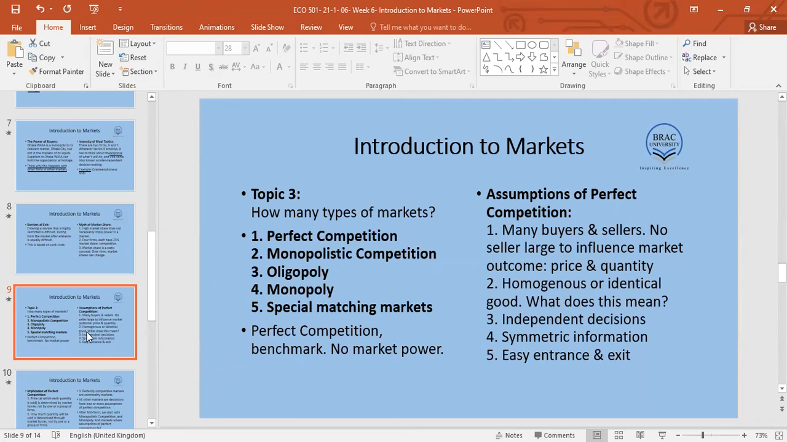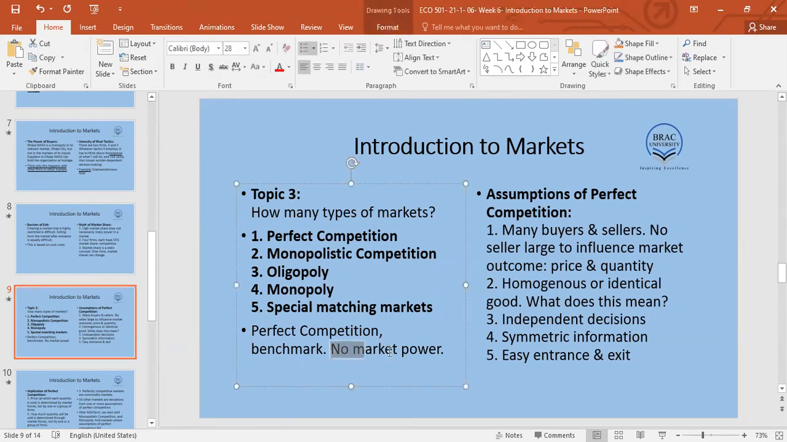go to the doctor. So to look at a market, to understand how a market looks and how a market behaves, we need to have a benchmark, an ideal situation. That is known as perfect competition. And the implication of perfect competition is that not a single buyer or seller has any market power. How can this be possible? This can be possible by these 5 assumptions.